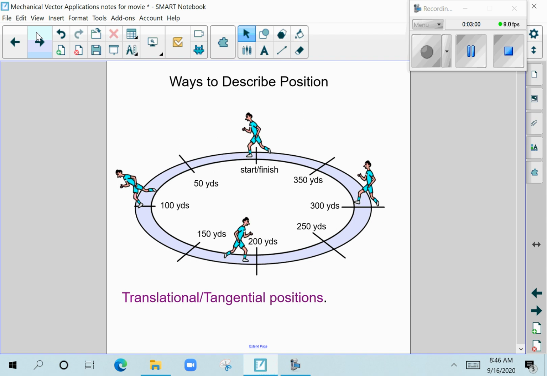We often can describe position a couple of different ways. You always have to pick the perspective that's most applicable and most convenient for what you're trying to do. One of the classic ways that we'll view things is through a translational or tangential position. These are just everyday distances, in all honesty. So I have my quarter-mile track here, and I'm running around, and you can see the distances that the person travels: 50 yards, 100 yards, 300 yards, all the way back to 400 yards up over there.